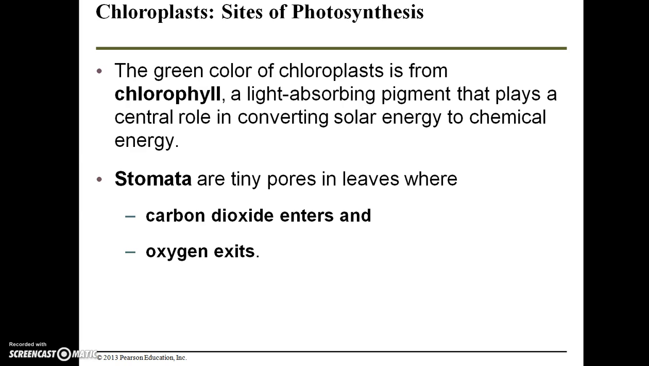The green color of chloroplasts is from chlorophyll, which is a light-absorbing pigment that plays a central role in converting solar energy to chemical energy. And stomata are tiny pores in leaves where carbon dioxide enters and oxygen exits. So you can think of stomata as the lungs within leaves. This is just where gas exchange occurs.